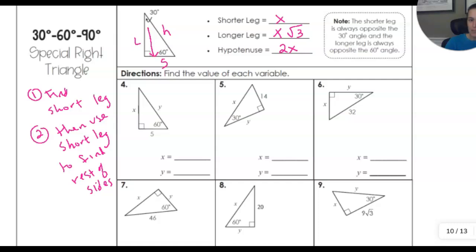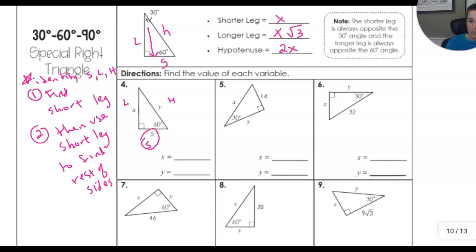Okay, so if we take a look at our first example, notice we're going to identify the sides first. Actually, I should write that first. So I'm going to put a star here and put identify short side, long side, hypotenuse. So this is your short side, opposite the 60 is your long side, and the hypotenuse is opposite the 90-degree angle. So we have to find the short side first.